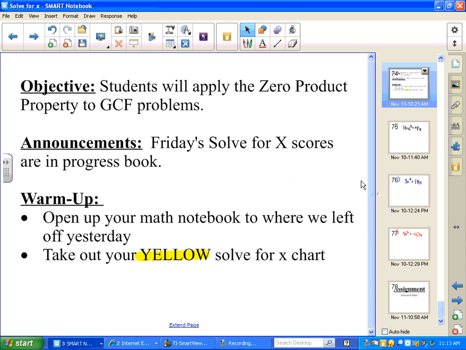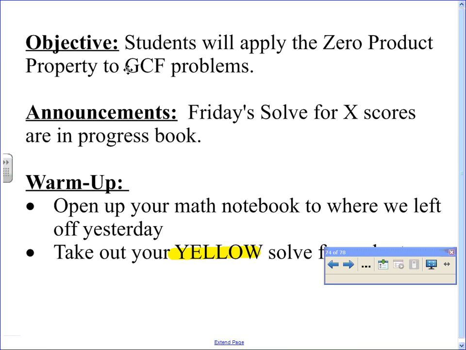All right, guys and girls, objective is to apply the zero product property to GCF problems.